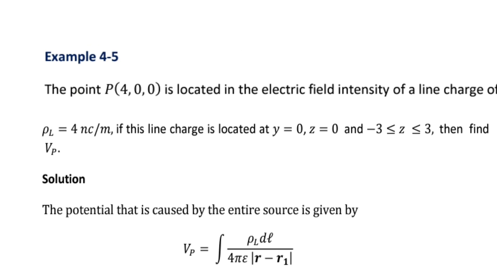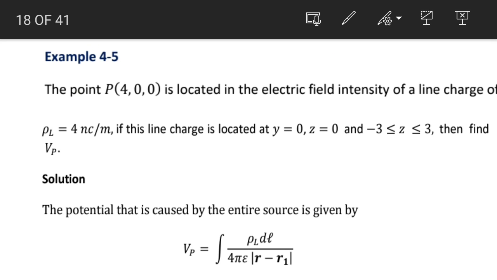We consider example number 4.5. The point P400 is located in the electric field intensity of a line charge. The line charge density of the source is 4 nanocoulomb per meter. If this line charge is located at y is equal to 0 and x is equal to 0, sorry, in the previous numerical example I had considered x is equal to 0. Basically there is a mistake here. This is x is equal to 0. The line is located at y is equal to 0 and x is equal to 0 while z is changing from -3 to +3. Then find the absolute potential at point P.